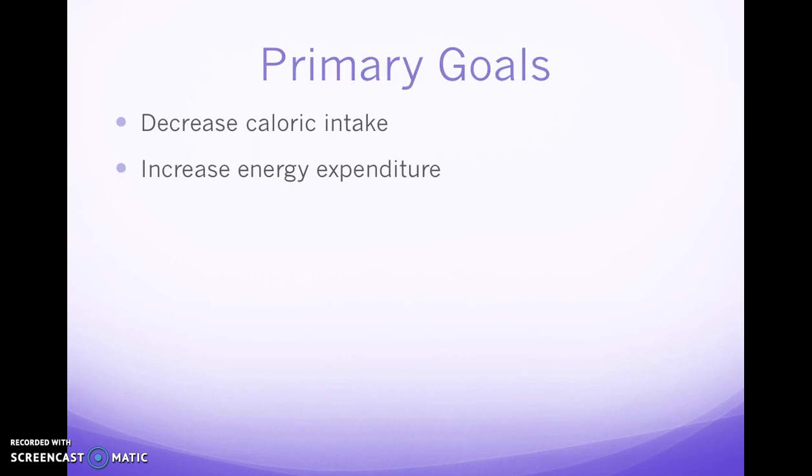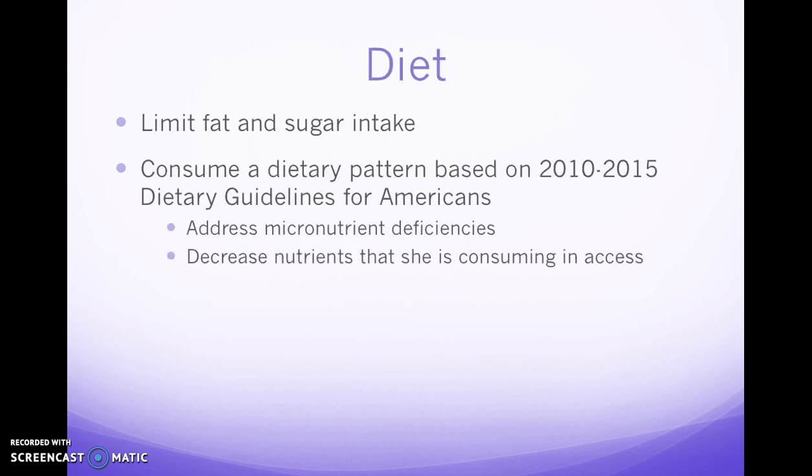Jane's intervention should focus on diet, physical activity, and behavior change based on the fundamental principles of decreasing caloric intake and increasing energy expenditure. The dietary component of the intervention will focus on decreasing her total caloric intake and limiting her fat and sugar intake by focusing on consuming foods from all food groups.